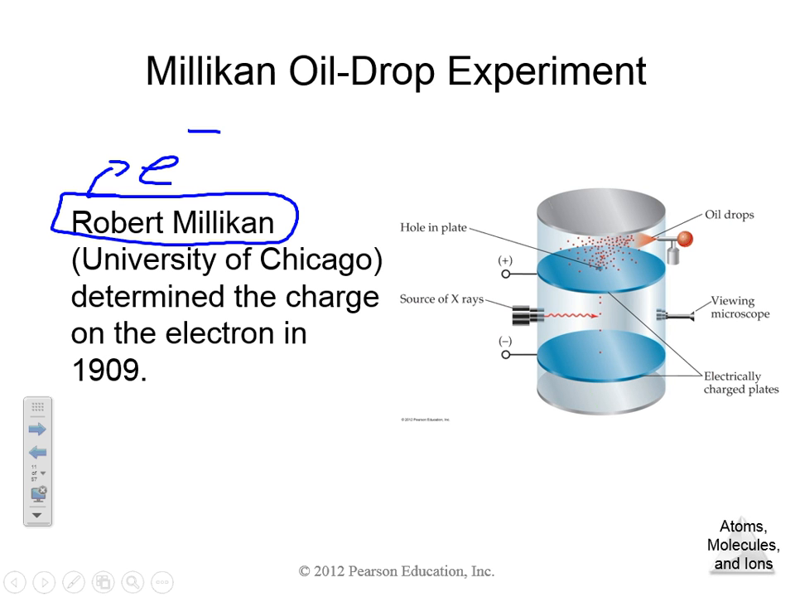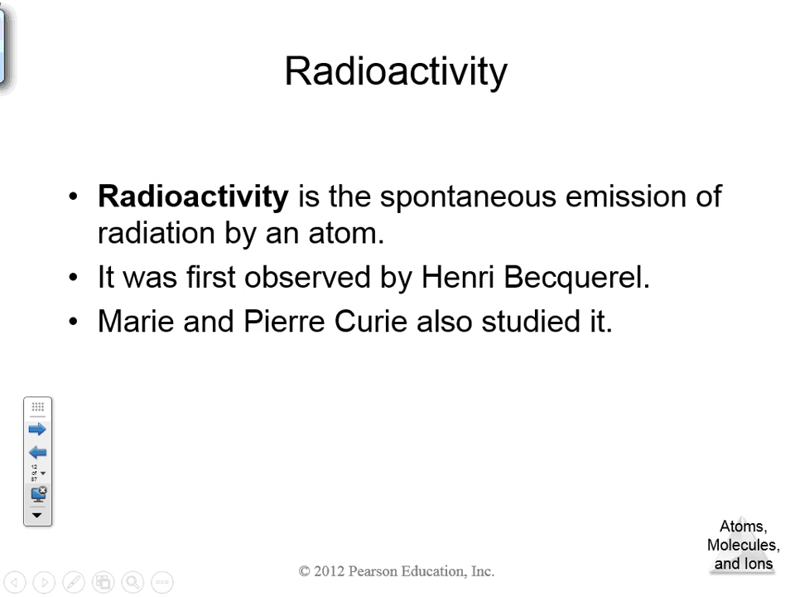It's negatively charged. So we have Dalton, atomic theory. We have Thomson, discovery of the electron. Millikan, figuring out the electron is negatively charged. Now, when we start talking about figuring out the atom and the composition of the atom, we dabble a little bit in radioactivity. What is radioactivity? It's really just the spontaneous emission of radiation by an atom. There are three types of radiation. It was first observed by Becquerel, and Marie and Pierre Curie also studied it very intensively. In fact, they won the Nobel Prize for it about 100 years ago.